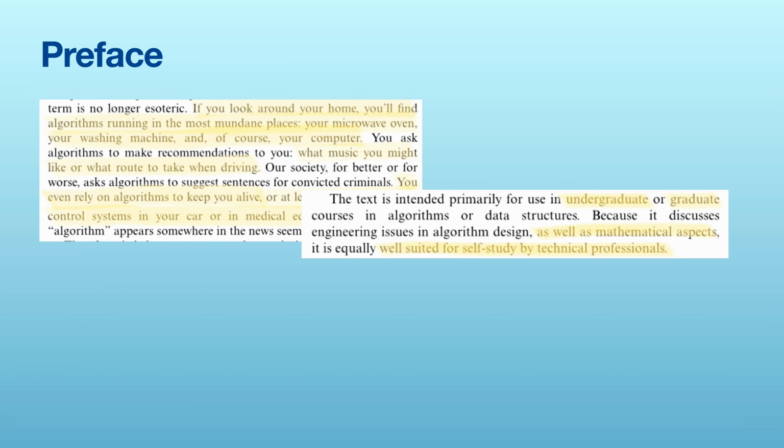But actually speaking, at places, we are even relying on algorithms for our own lives. For example, think of your car's brake system, or think of medical equipment, for example, an MRI scan. In those kinds of places, algorithms are so critical that human lives depend on them. And who should read the book?